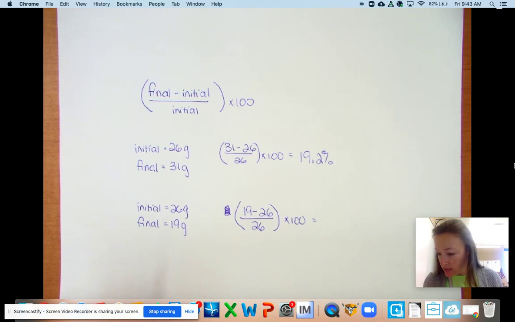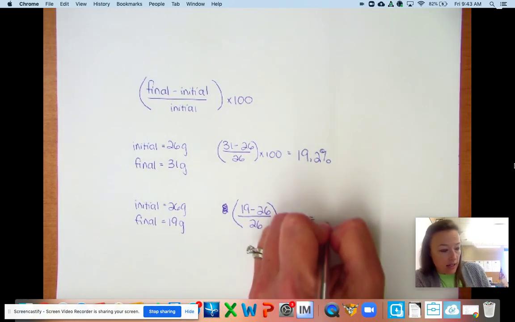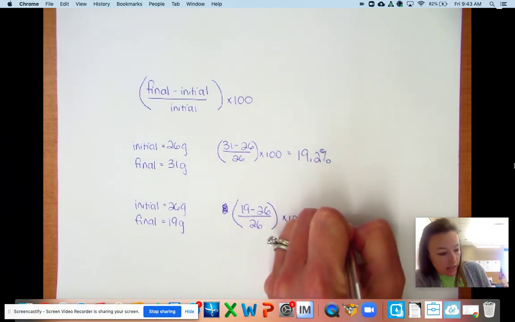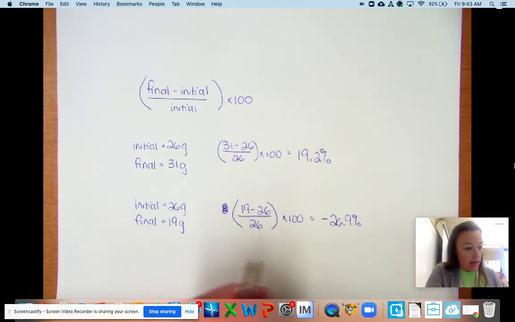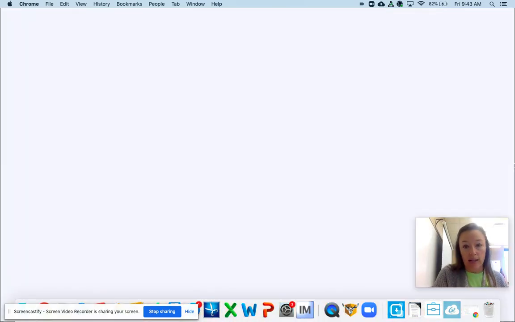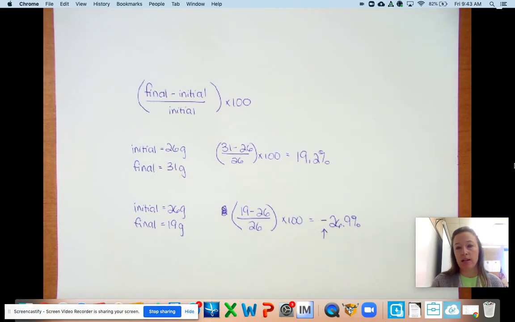Divided by 26 times 100 is going to give us a value of negative 26.9%. Okay, make sure you include that negative. Don't forget it, because that negative tells you that it lost weight. And that is how you calculate percent change. If you still have questions or need more help, let me know. We'll go over it again, but I hope that helped.